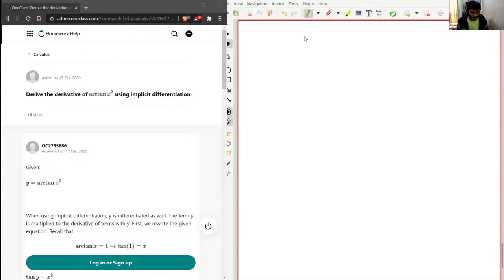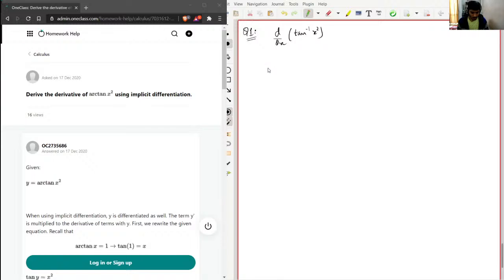We have question number one. I'll start with black color now. We need to find the derivative of arc tangent x squared using implicit differentiation. So we need to find the derivative of tangent inverse of x squared, using implicit methods.